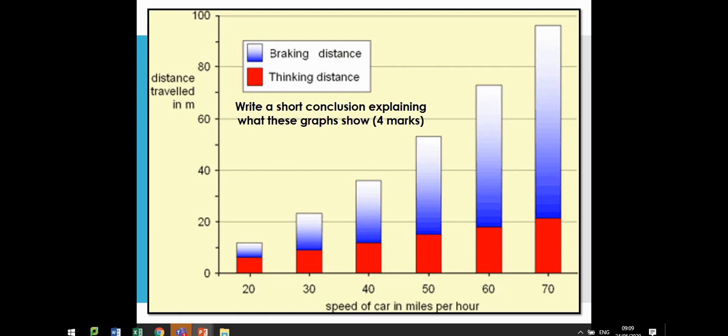Thinking distance. If we look at the distance travelled while thinking at 20 metres, it's about a half of what it is at 40 metres, or about a third of what it is at 60 metres. So the first thing we can say is that thinking distance is proportional to the speed of the car. So when the speed doubles, the thinking distance doubles. We can also look at 30 and 60, and again we'll see that it's about doubled.